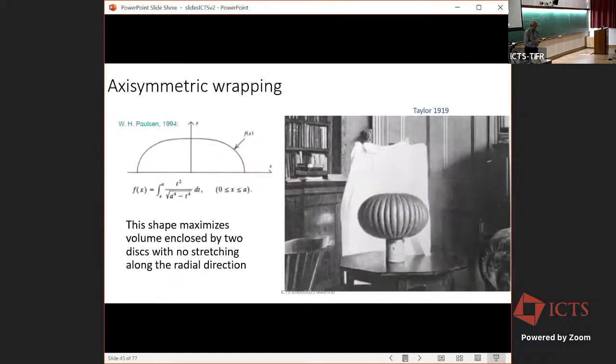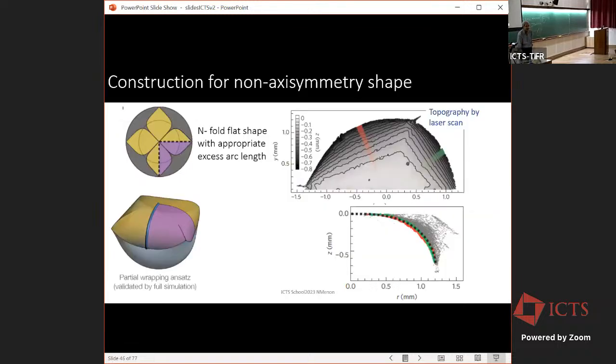This is the Taylor solution. Taylor thought of this problem because during World War II, he was asked to work on parachute shapes. So this exact Paulson shape is in Taylor's study, constructed with silk parachutes. So there's a good solution for that.